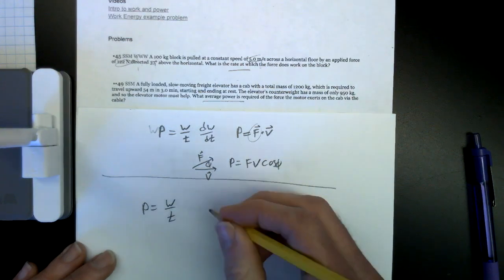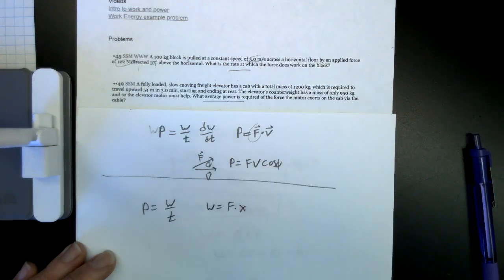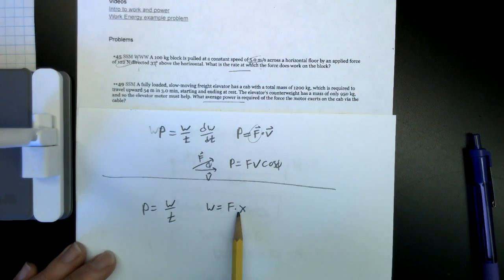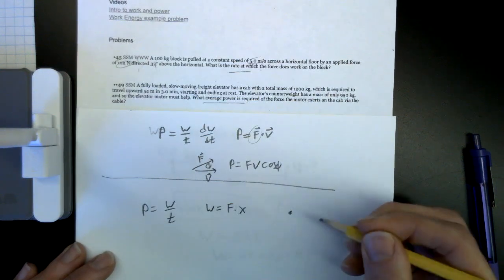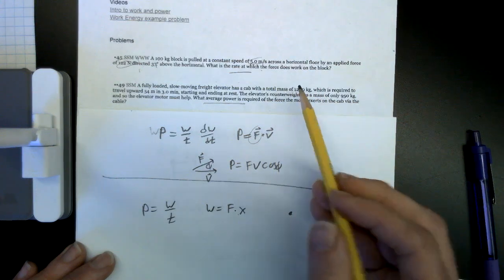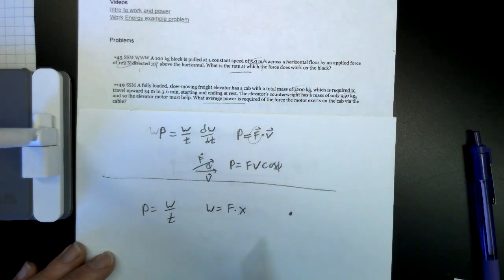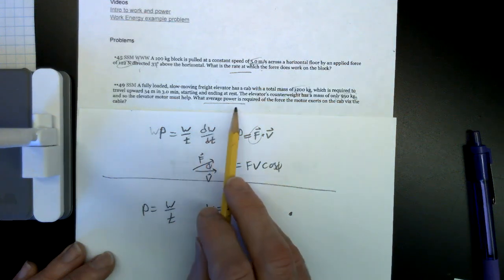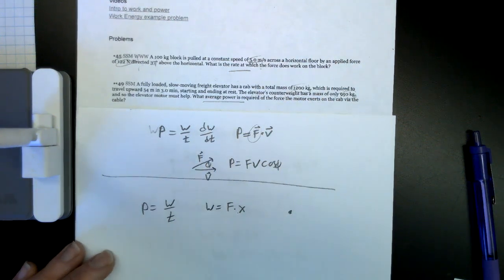So we're going to do two things here. We also have to find out that work is going to be the force times the distance. Let's just double check that the force and the distance are at least parallel to each other. That makes sense here, and this is actually pretty interesting. Sorry, I skipped over this part. There's a counterweight with this much mass, and there's this mass over here. So what average power is required for the force the motor exerts on the cab via the cable? Okay, so I just have to take that into consideration.